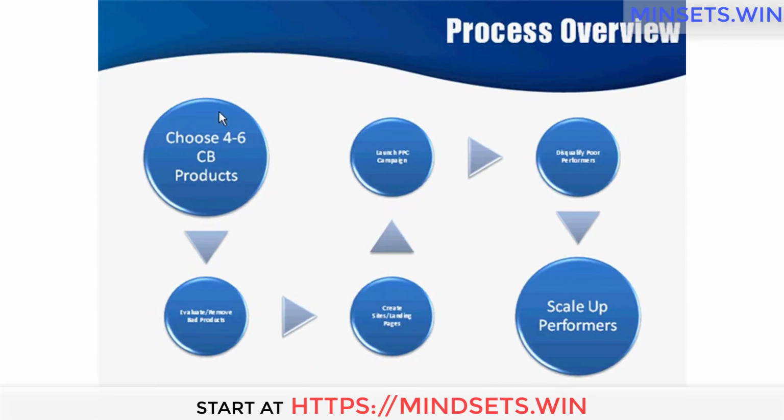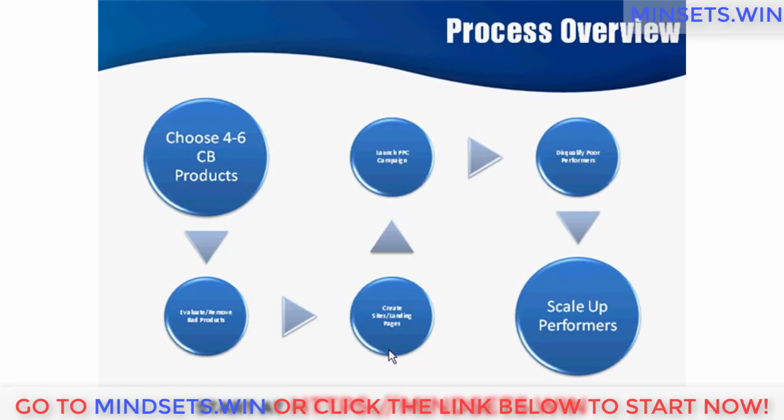So let's say we initially pick 6 products. By the time we run them through our spreadsheet, and we've done some keyword research and evaluated the traffic, how much it's going to cost to advertise for that, maybe we're left with only 3. Maybe 3 got totally weeded out. So we create the landing pages for those 3.